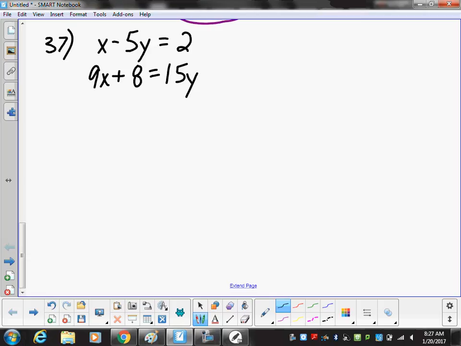Okay, so here is number 37. Okay, what variable is the easiest to solve for here? Probably x in the first equation. Okay, so to do that, to get x by itself there, I would need to add 5y to both sides. So that would give me x equals 2 plus 5y.